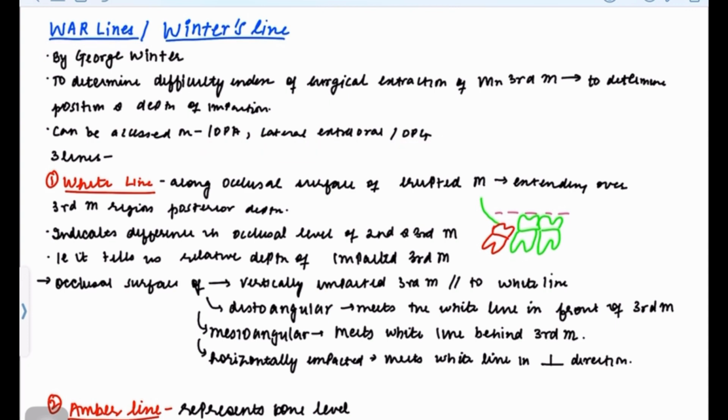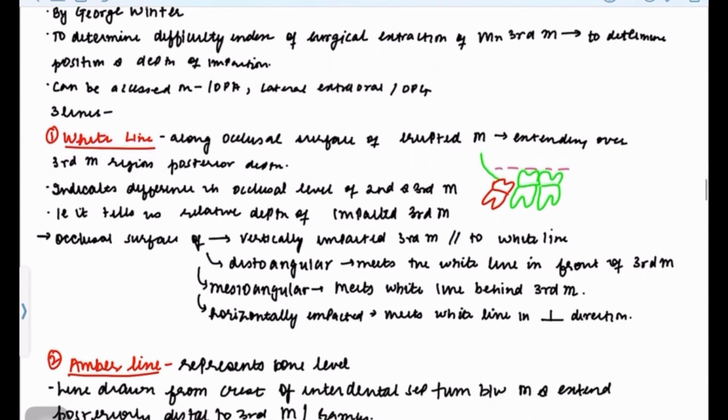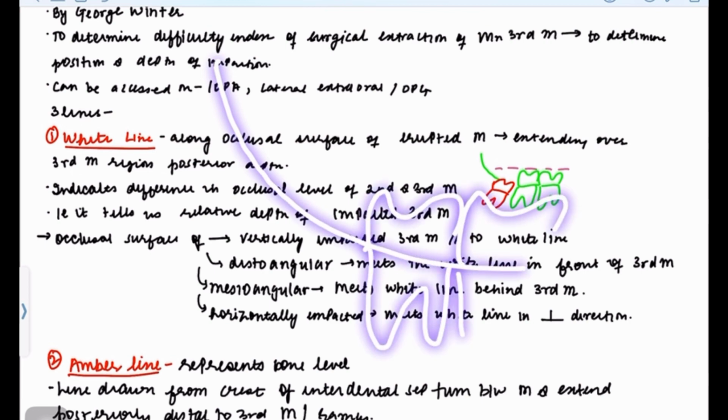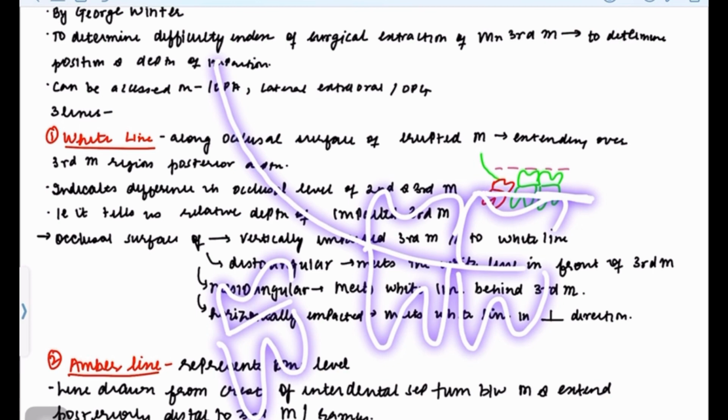So let's see the first line, that is the white line. It is made along the occlusal surface of the erupted molars, extending over the third molar region in the posterior depth. So what does this mean? This is my second molar, this is my first molar, and this is my impacted third molar. So this is the occlusal plane. I will start making it on the occlusal surface of the erupted molars and I will extend it posteriorly. This is my white line. So what is the idea of this? This helps me to know the relative depth of the impacted third molar.